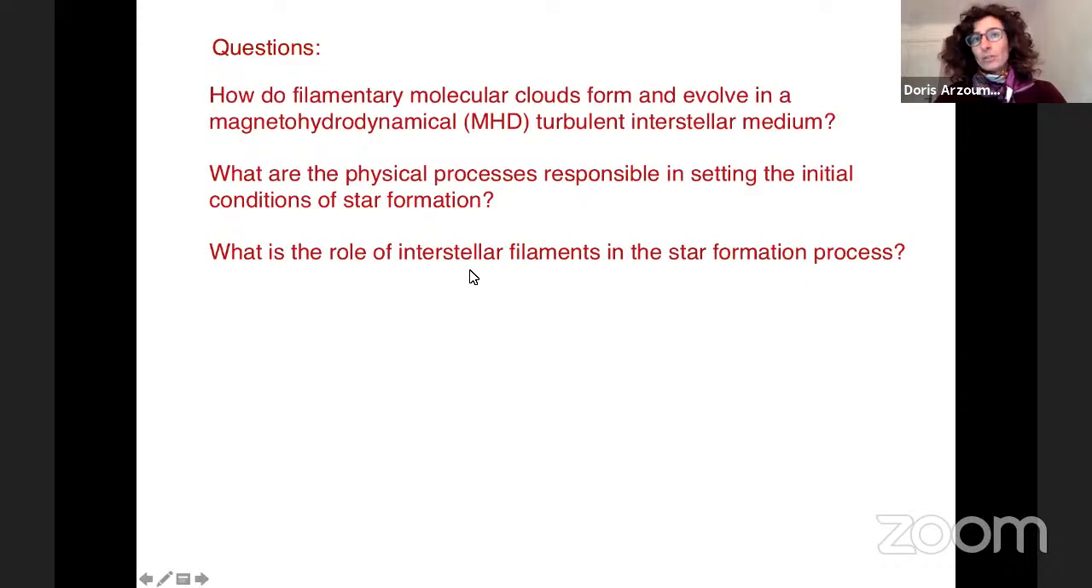And so the third question is exactly what is the role of these filaments in the star formation process? Are they responsible for regulating the star formation? And are they an important structure in the ISM or not? So can we understand the star formation process without including the importance of the filaments?